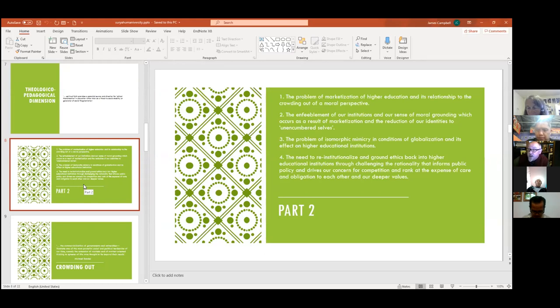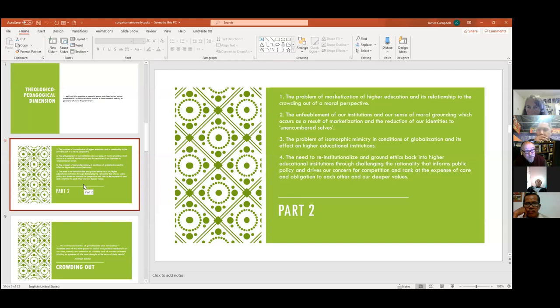Well, I'm going to comment firstly on the marketization of higher education, which I think came up in Martha's talk in terms of neoliberalism and so forth. I'm going to talk about the enfeeblement and corruption of our institutions, and this idea that we are unencumbered selves. That's a nod to Michael Sandel.